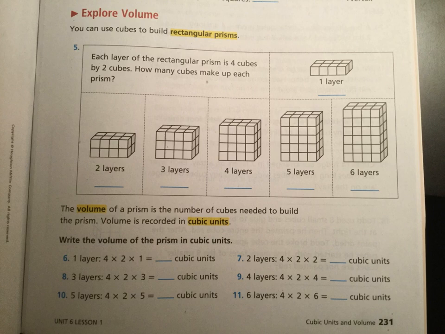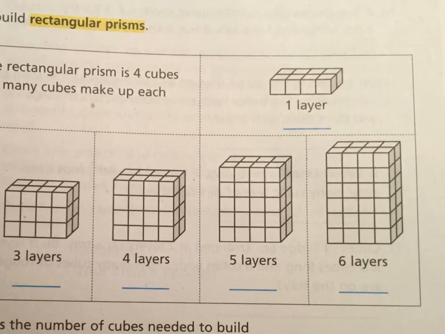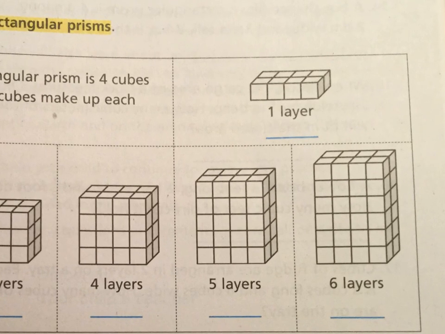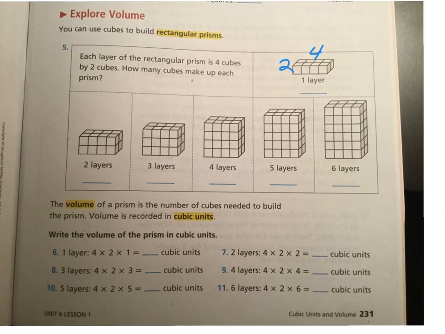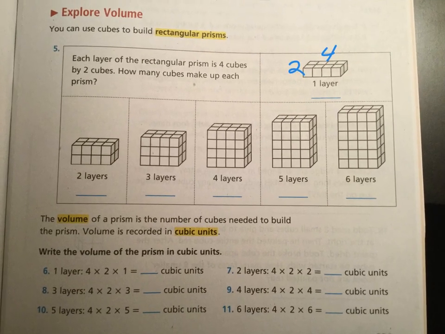The first layer, each layer of the rectangular prism is 4 cubes by 2 cubes. So we have 4. Let me see if I can blow this up for you. We have 4 across this side and 2 across this side. Okay, now, how many cubes make up each prism? 4 times 2 is 8.